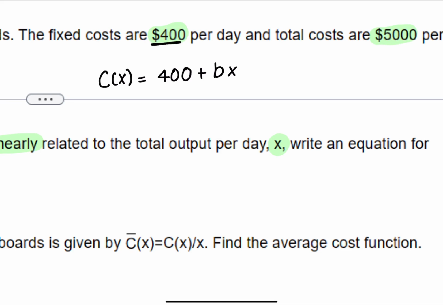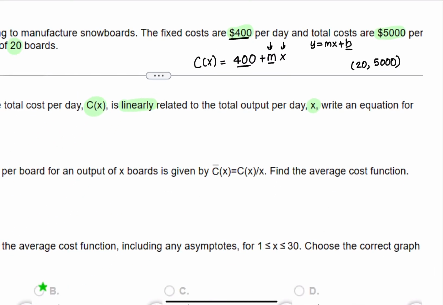Now, if you look closely, this kind of mimics y is equal to mx plus b. Actually, let's take it as m here so you don't have any confusion. Let m be the cost per unit and x is the number of units, mx plus b. My b is my intercept, which is here. I'm trying to find the slope. But here they gave me a clue. They said, if you produce 20 units, you will spend $5,000, which is right here, 20 and 5,000.